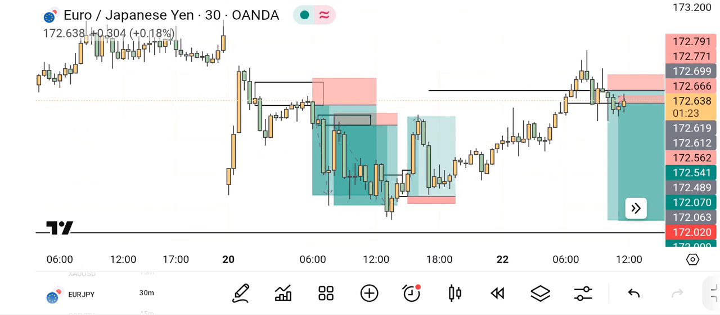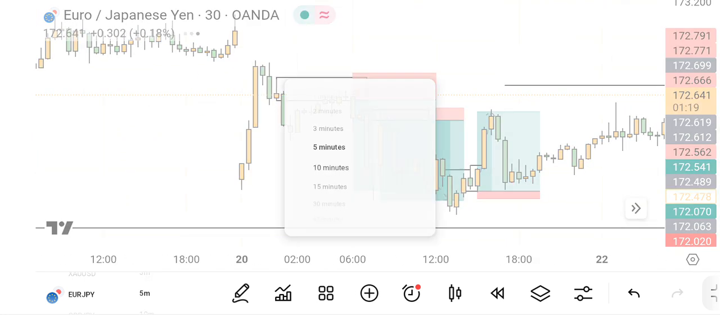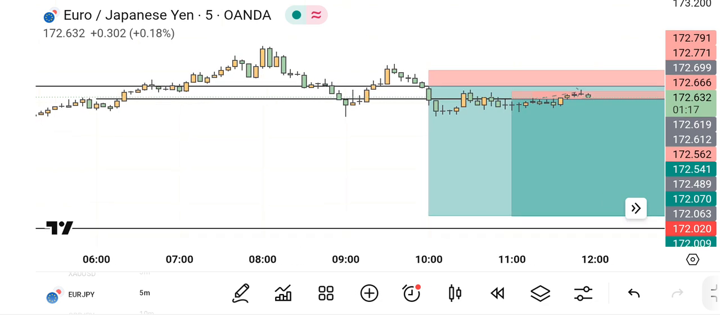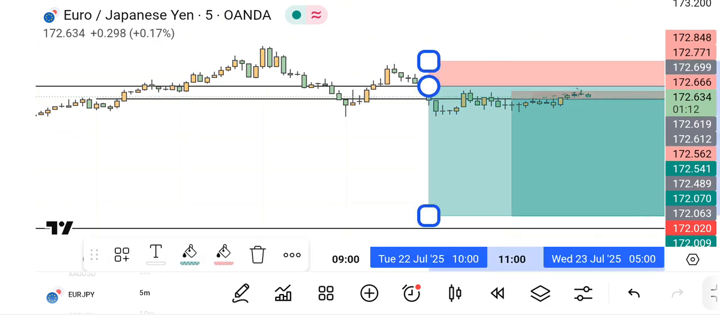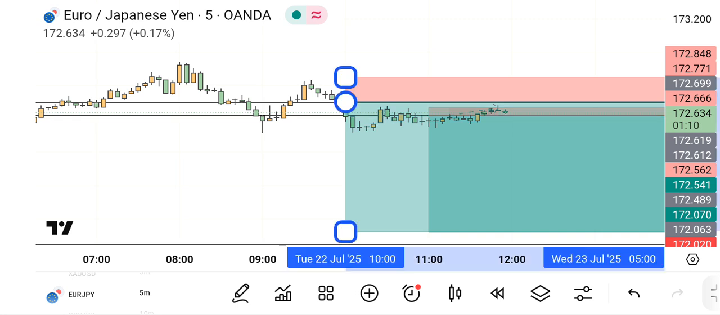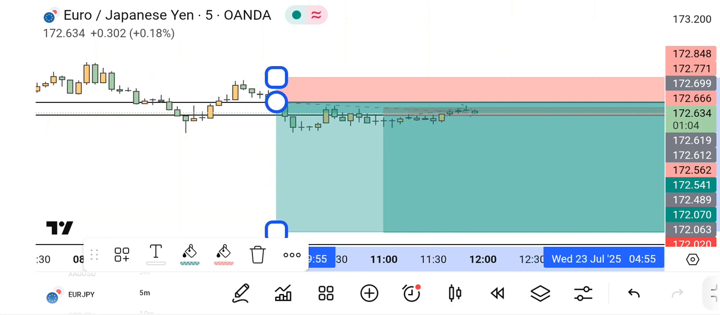So that was it. But going to the lower time frame, like 5 minutes, for a good stop loss, you take the last high before your entry. My entry is around this zone.